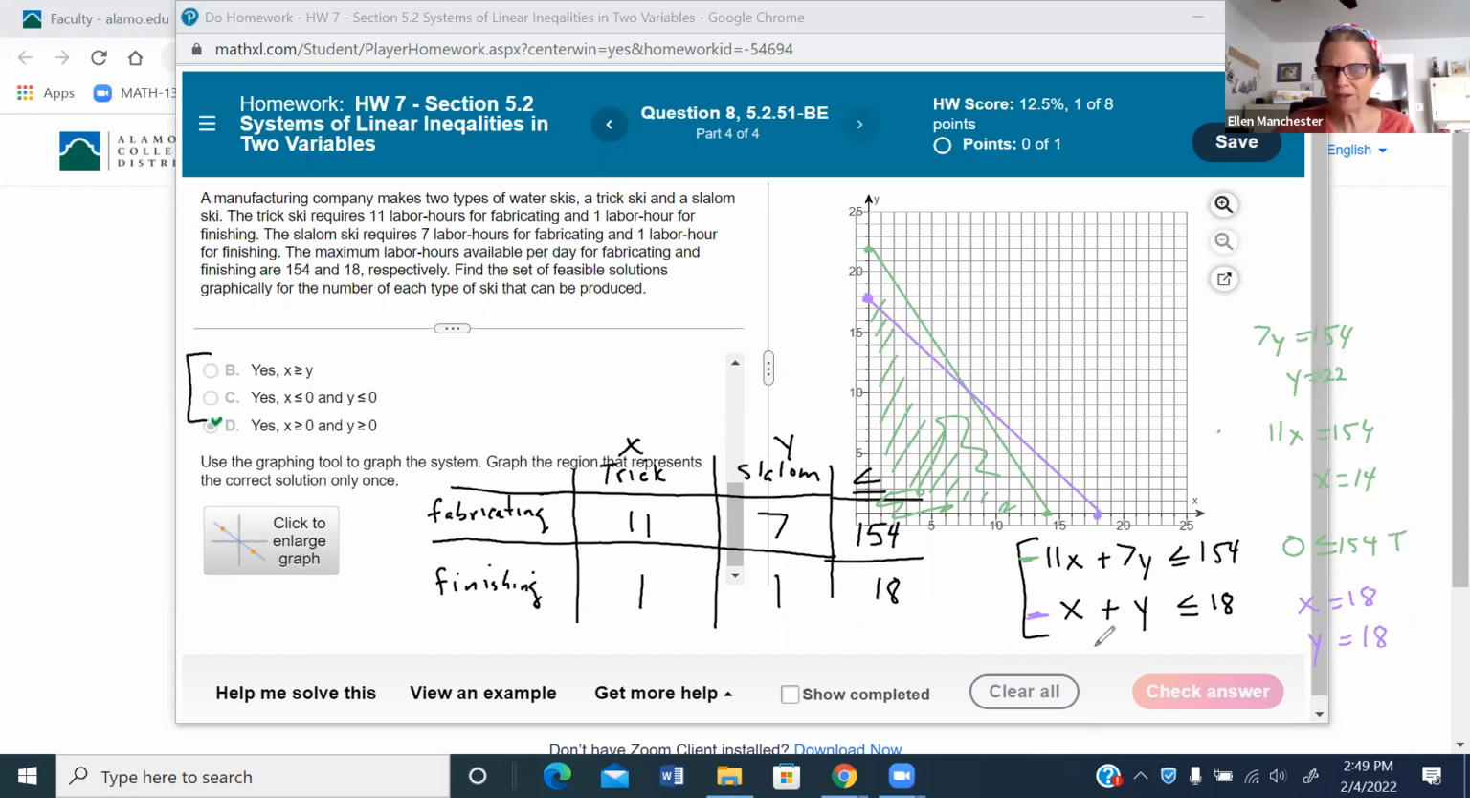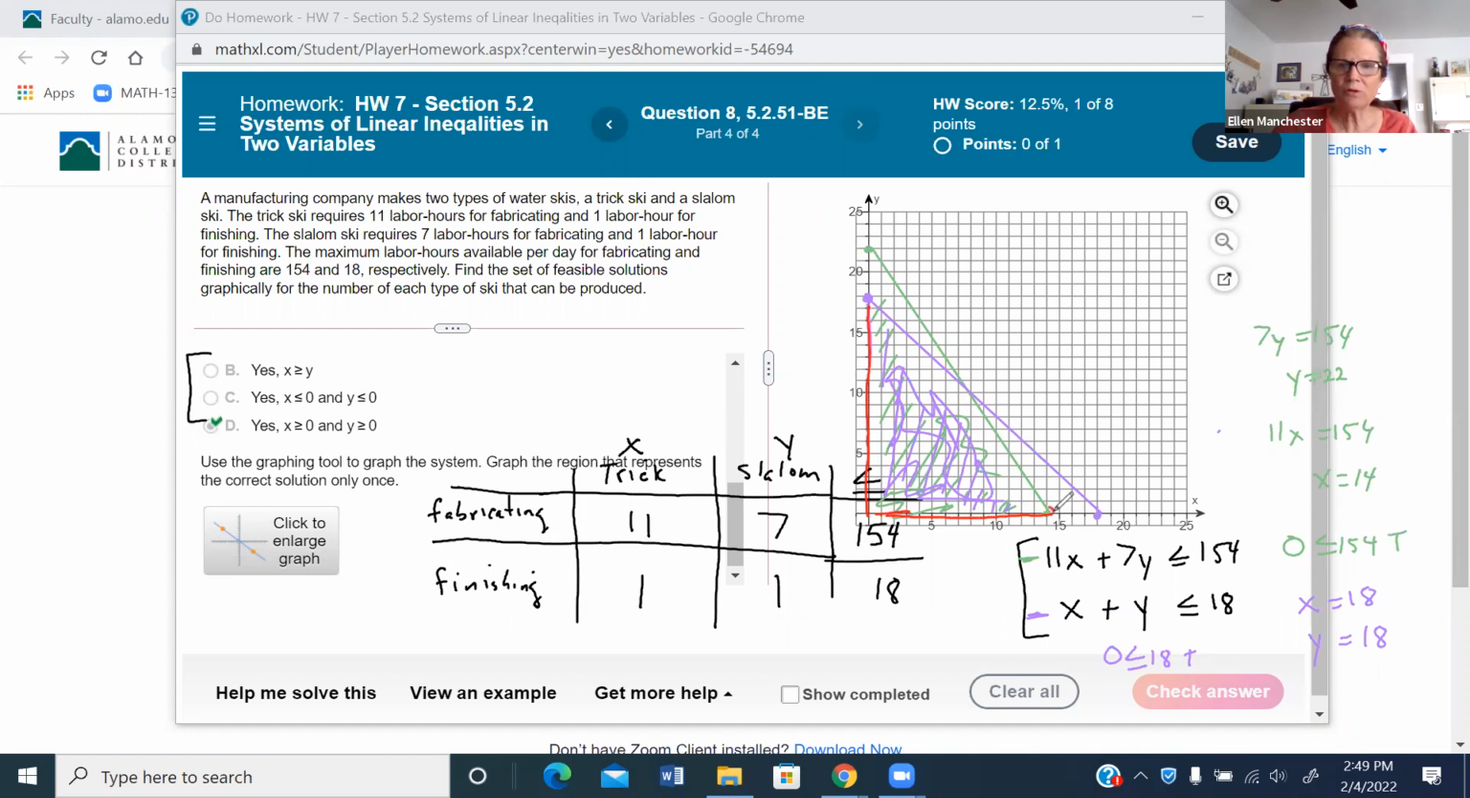Now I'm going to do my test point. 0 is less than or equal to 18. This is a true statement. That means I'm going to shade below. Okay, so you can see this in here, let me get it in red. This in here is my feasible region.